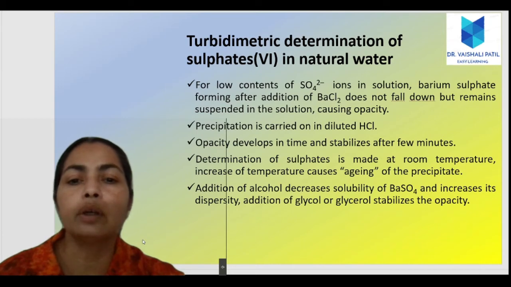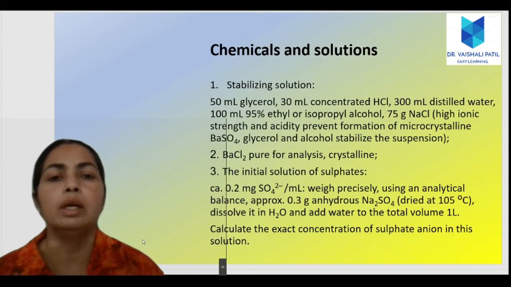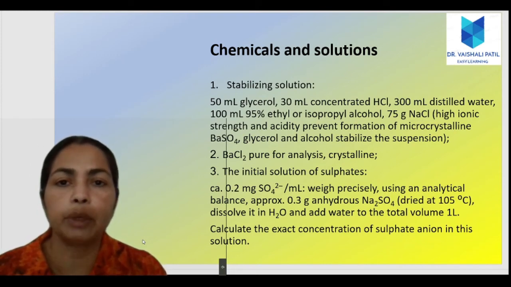But if the precipitation is carried out in dilute HCl, the opacity develops in time and stabilizes after a few minutes. To determine the sulfates, we will usually do the experiment at room temperature, because if we increase the temperature, there may be aging of the precipitate. Secondly, addition of alcohol is done because it decreases the solubility of barium sulfate and increases its dispersion, as well as addition of glycol or glycerol stabilizes the opacity. Then the various chemicals and solutions required for this experiment are, first, the stabilizing solution.